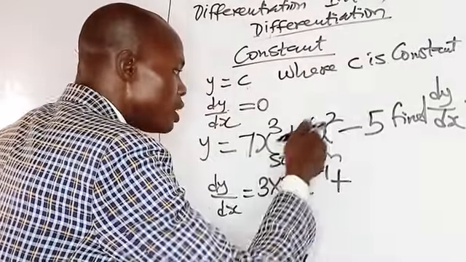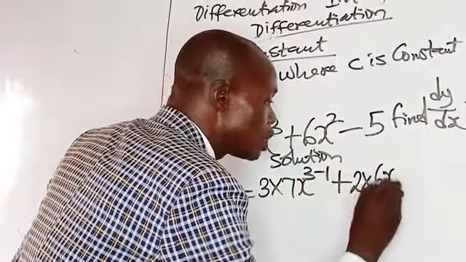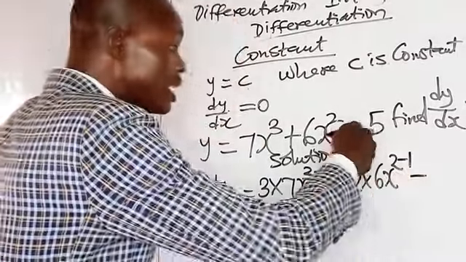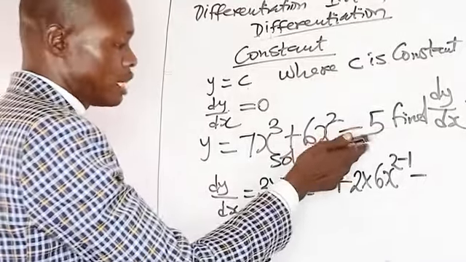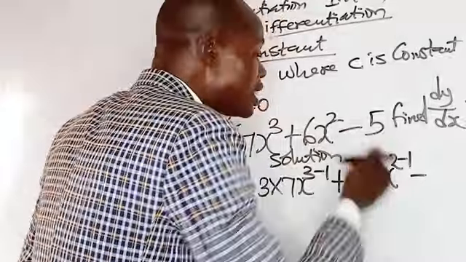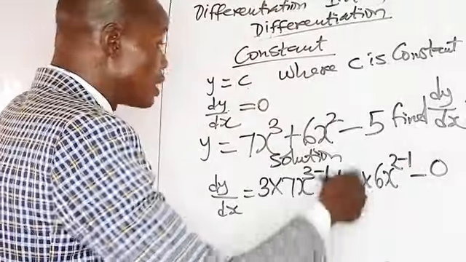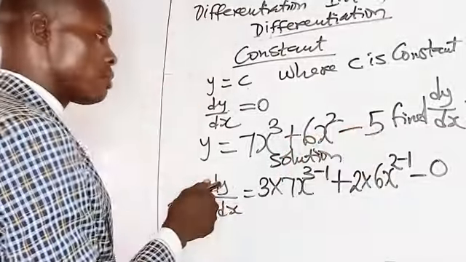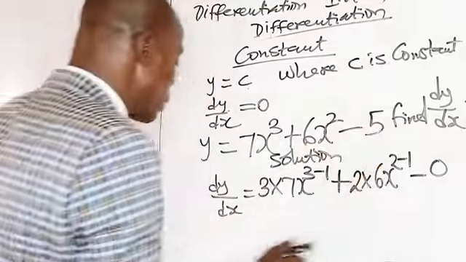Plus, the power of this is 2, 2 times 6x raised to power 2, and again you subtract 1 from the power. Minus 5 is a constant because it does not have x written with it. I've told you that the derivative of a constant is 0. So if you differentiate 5, it will be 0. Even if it is 1,000, it will still be 0. If it is 1 million, it will be 0, as long as the letter x is not written with it.